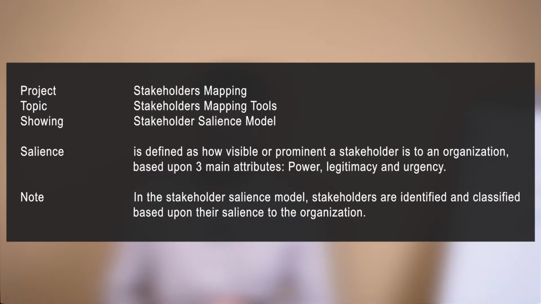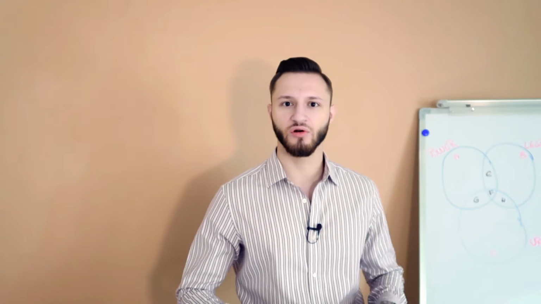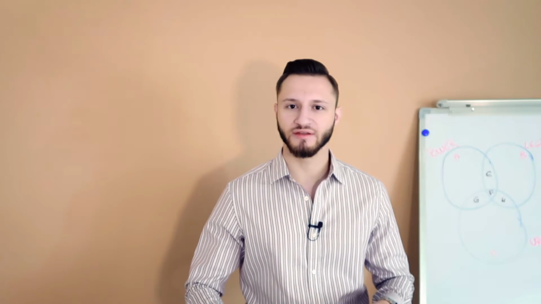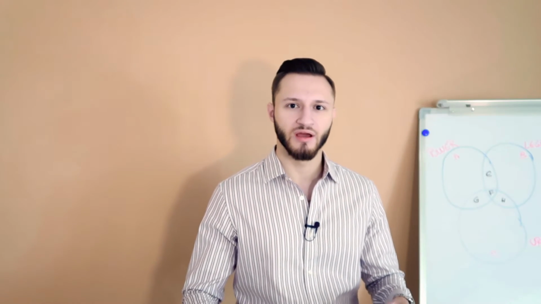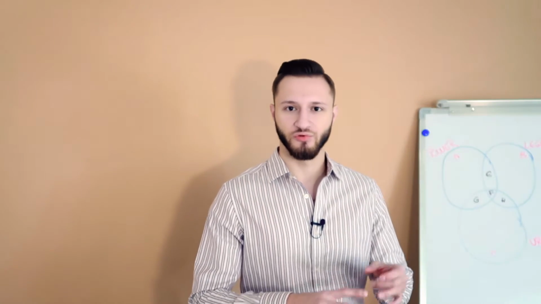The salience is defined as how visible or prominent a stakeholder is to an organization based upon three main attributes: the power, the legitimacy, and the urgency. In the stakeholder salience model, stakeholders are identified and classified based upon their salience to the organization. So, in simple words, the salience of a stakeholder group is how important that group is to the company according to three main attributes: the power, the legitimacy, and the urgency.